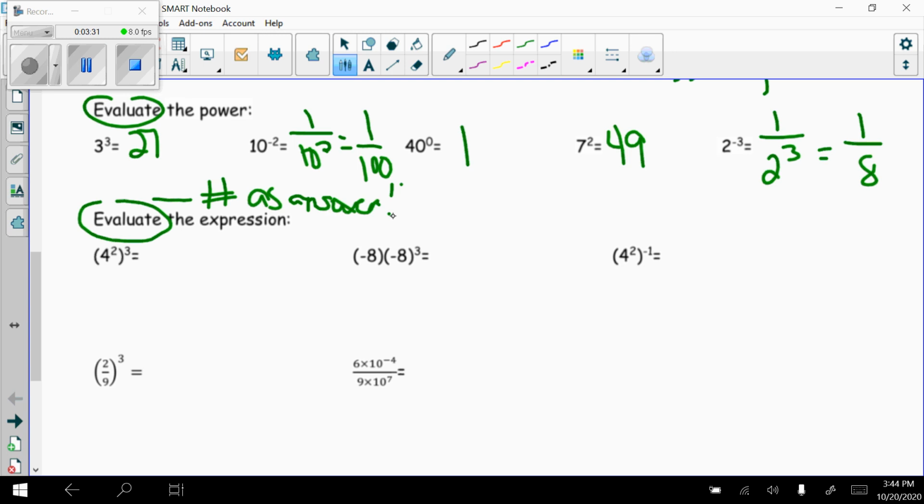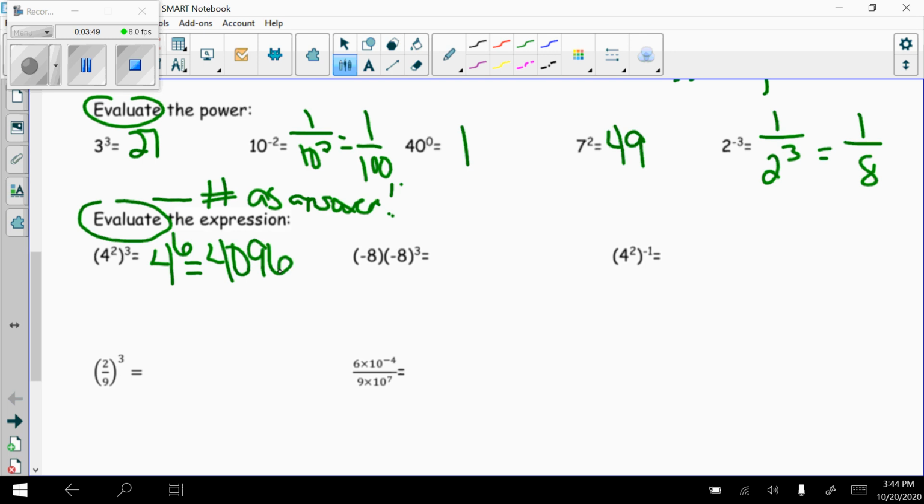So 4 squared, quantity cubed. So remember that power to a power, I multiply my exponents. So 2 times 3 is 6. I don't leave it like that because I can actually evaluate that. So 4 to the 6th power is 4,096.